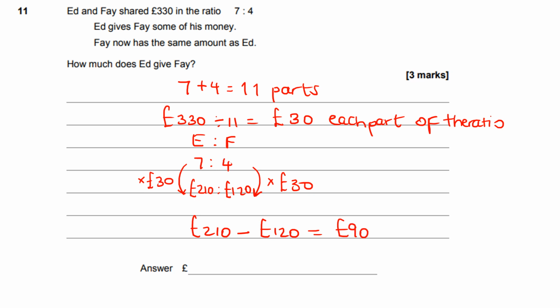And this £90 is the extra that Ed would have, but he needs to give some of that to the other person so they can have the equal amount. So he needs to give half of this to the other person. They need to share this extra amount. So 90 divided by 2 is going to give you £45, and £45 is going to be the amount given to Faye so that they have the same amount. So here we go. This is how we get full marks from this question.